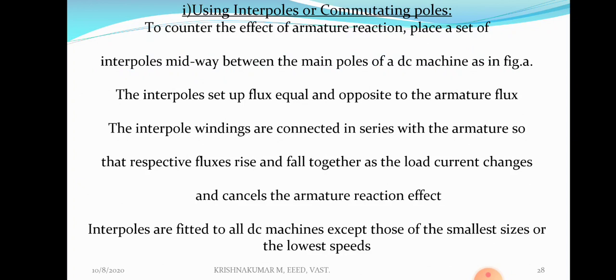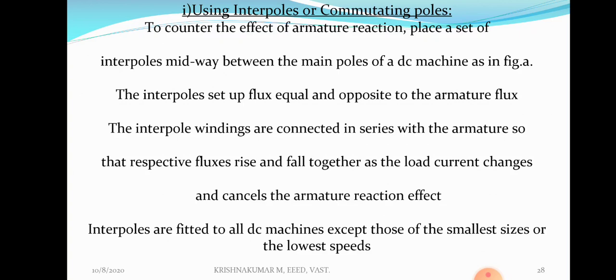But look at the last sentence: interpoles are fitted to all machines except those of the smallest size or lowest speeds. So these interpoles are applicable only for low speed machines or small size machines. For larger machines, this method is not possible. For larger machines, by using interpoles or compoles, we cannot minimize the effect of armature reaction. For small sized machines or low speed machines, this method is necessary.